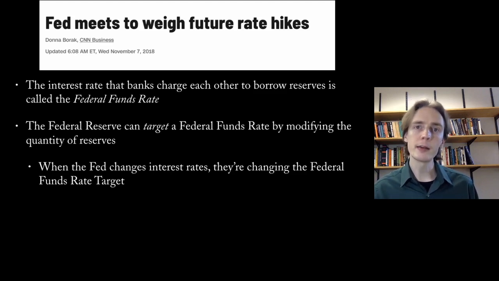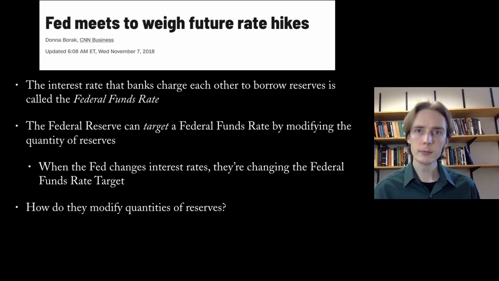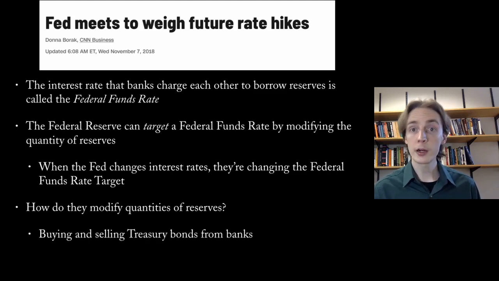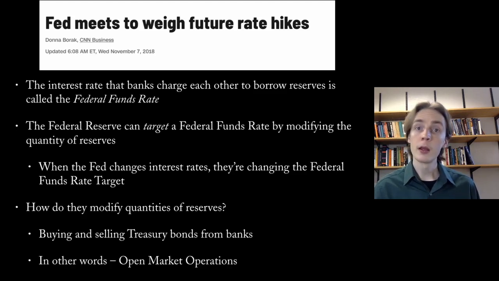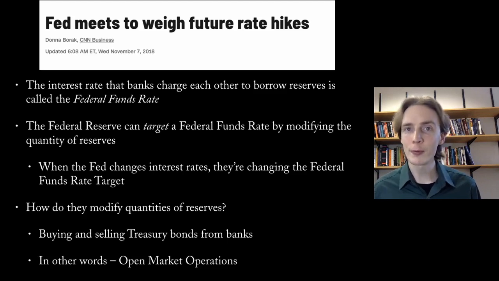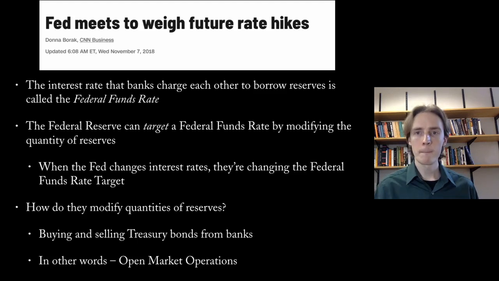What it's doing is changing its federal funds rate target by modifying the quantity of reserves. And how do they modify quantities of reserves? Well, they're going to do that with open market operations. They're going to absorb reserves by selling bonds, or they're going to increase banks' reserves by buying bonds. In other words, open market operations are how central banks target interest rates.